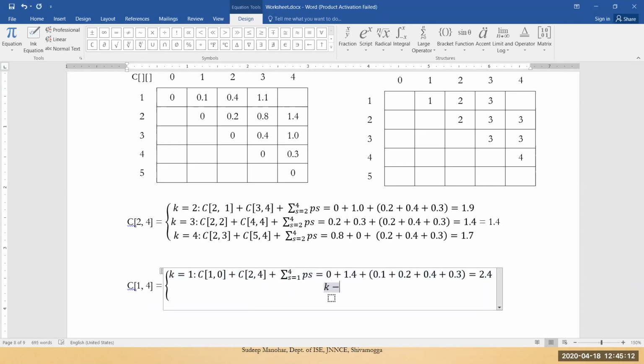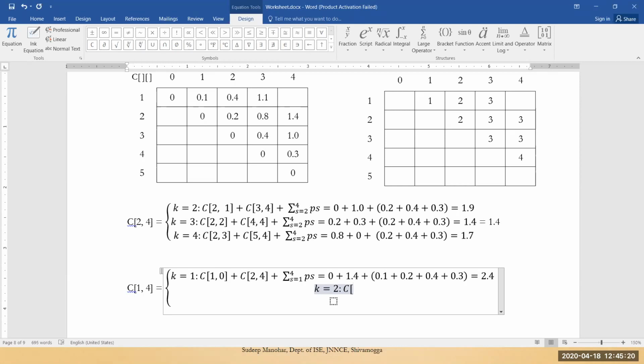Second one, k is equal to 2. C of I is 1, k minus 1 is also 1, plus C of k plus 1 is 3, comma j is 4, plus the probabilities. Let us complete that later. I will fill this first. K is equal to 3.